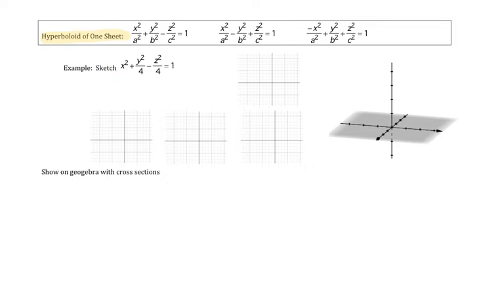As I mentioned on the last example, the way your book will do this is jump right to the general case of x equals a constant. You're welcome to do that if you're ready to jump right in. I'm going to start slowly, and I'm going to look at x equal 0. If I put x equals 0 into my equation, I get y squared over 4 minus z squared over 4 equals 1. Take a minute, pause, see if you know what that is and how to graph it.